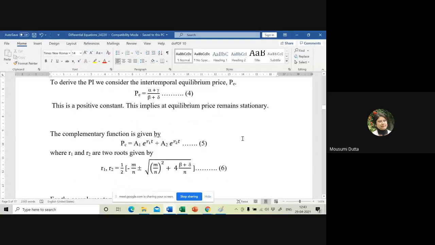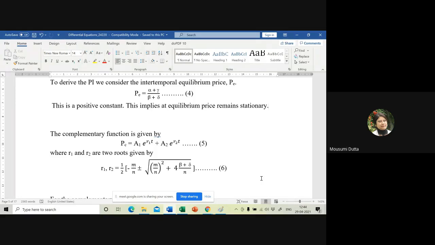Next. The complementary function is given by PC. For complementary function, I am using the notation PC. PC is given by A1 e to the power R1t plus A2 e to the power R2t. So here I have to bring the two roots, R1 and R2.